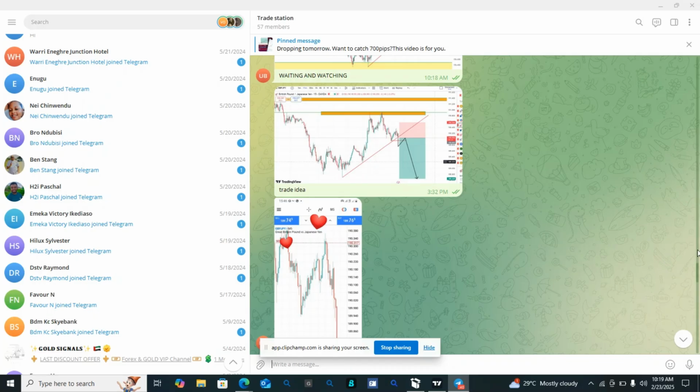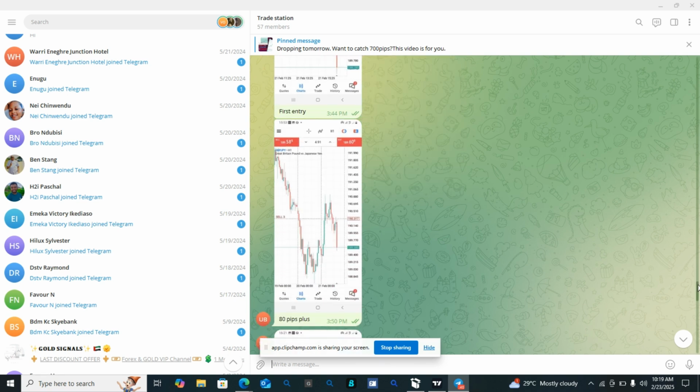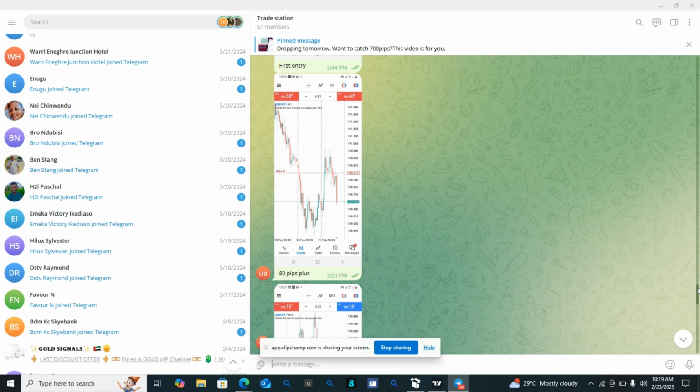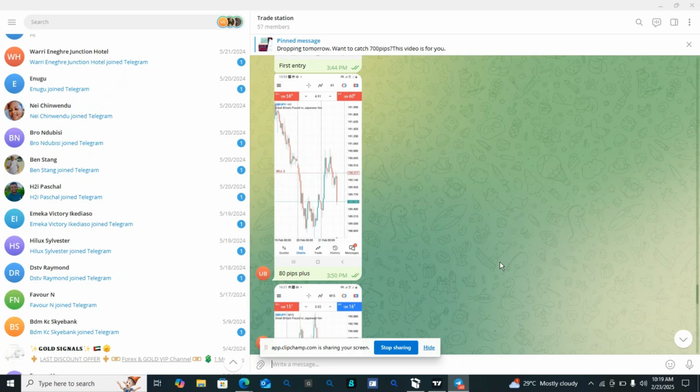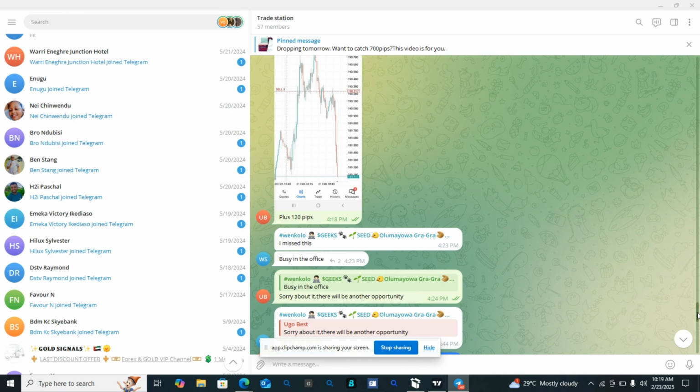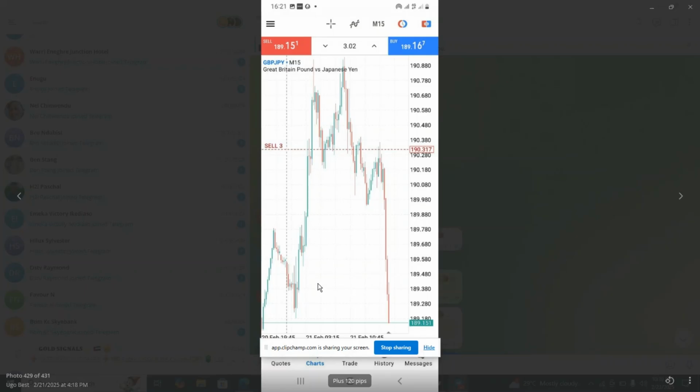And this trade move was very fast. This trade happened on Friday. A few minutes after entering this trade, the trade ran 80 pips. You can see it here. 80 pips without delay, from 190.317 to 189.585. And we say hedge because we know our target. And finally we met our target here, plus 120 pips. You can see it. This was when we reached our target. There's nothing hidden on this thread.